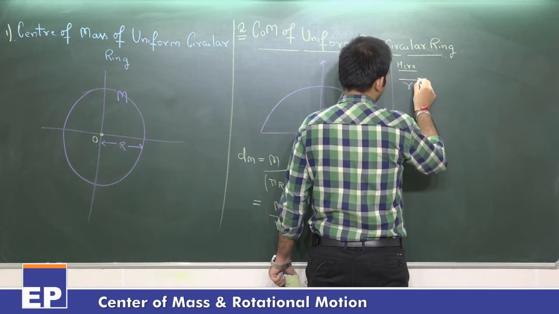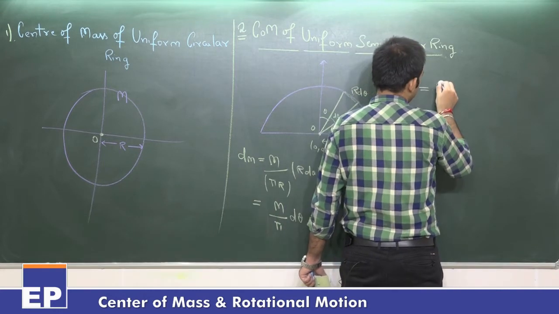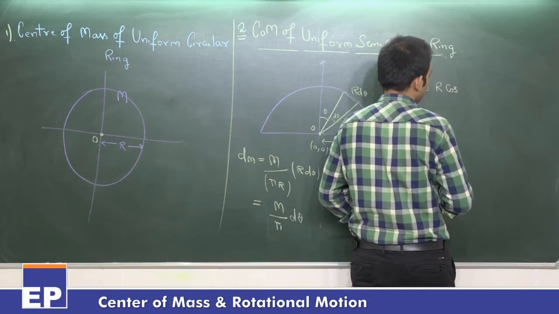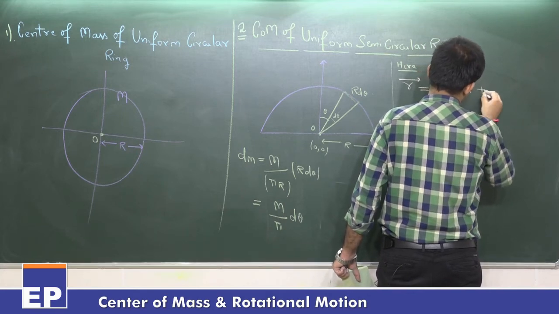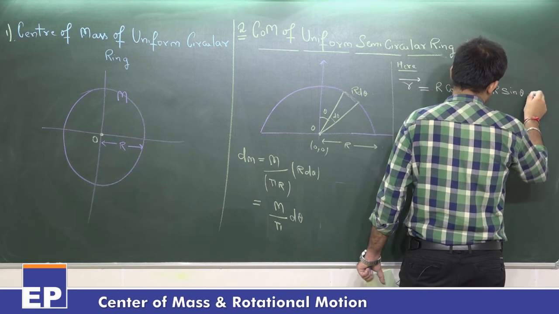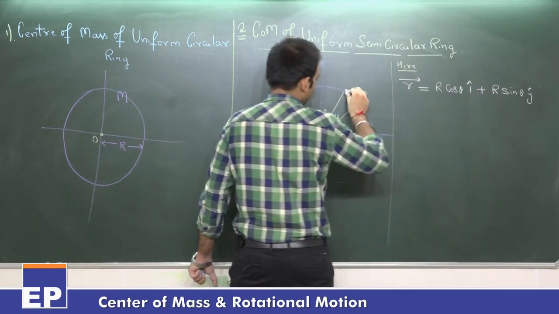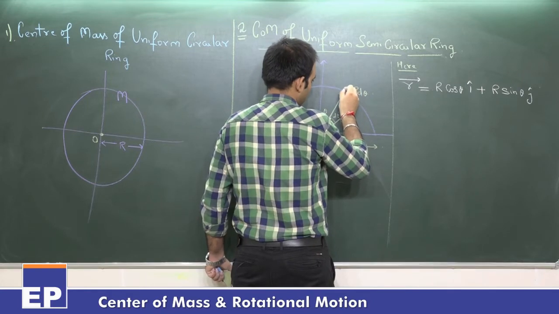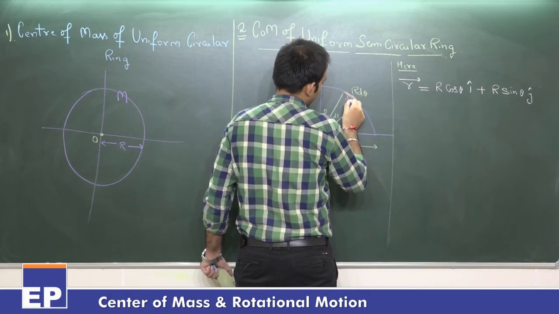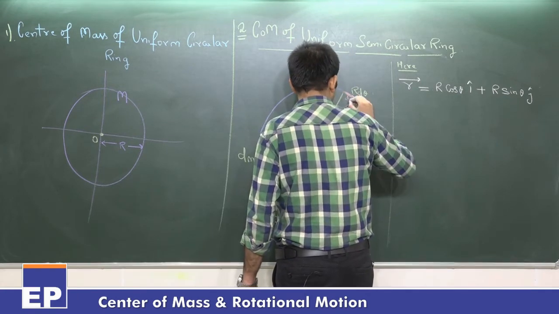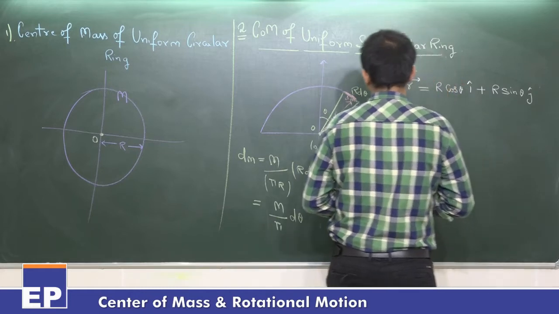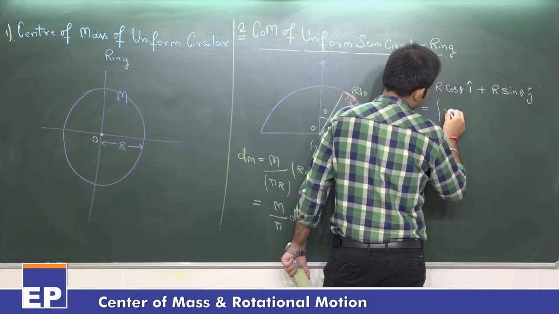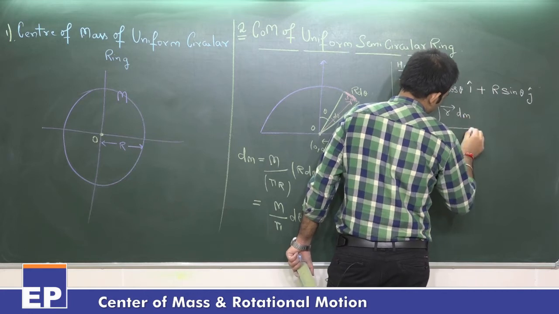What is the r vector? This is r cos theta i cap plus r sin theta j cap. This is the position of dm. ये हमारे पास dm है. So what is R CM? That is the integration of r dm over the integration of dm.